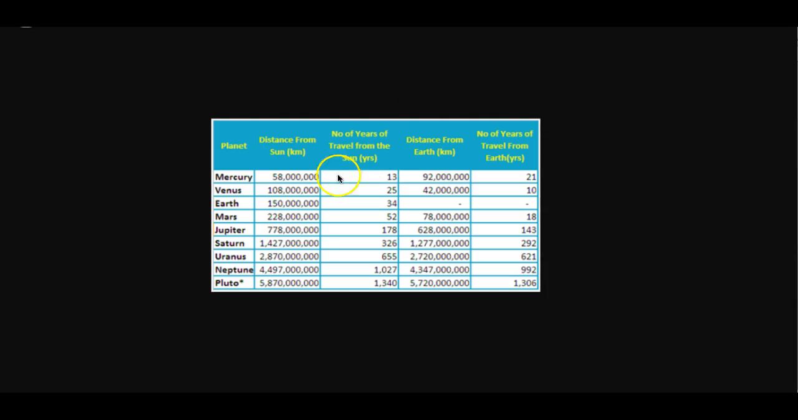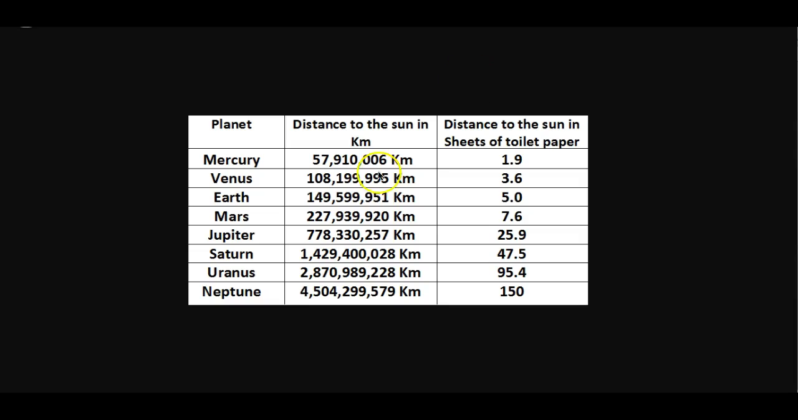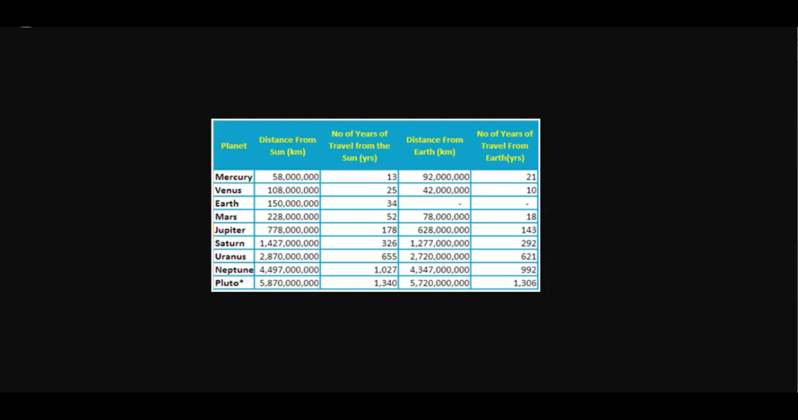So if we look at Mercury, we have 58 million. But here Mercury is measured as 57,910,006 kilometres. So you can see why you would round it here, because it's a lot easier to just say, oh, 58 million. So we're basically rounding to the nearest million, but we also call it significant figures.